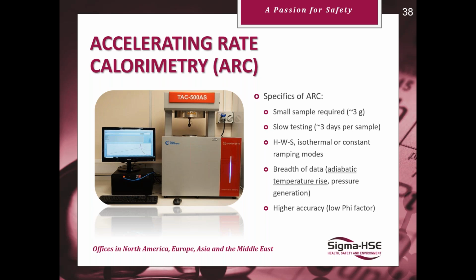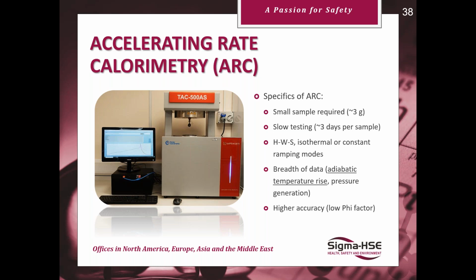You've got different options here as well. We can do what is called heat-wait-search mode, isothermal testing, or constant ramping. The constant ramping would be more like the DSC, and that would be a much shorter program than the heat-wait-search, which is what we normally use. The heat-wait-search gives us, in the ARC, a very good adiabatic calorimetry result.